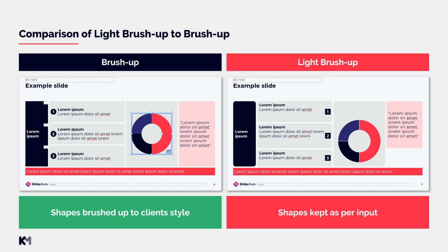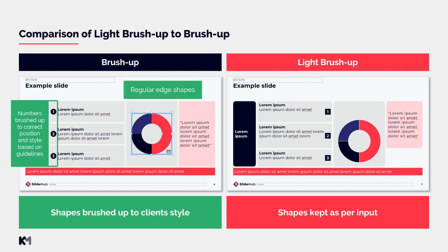Now we get into edits that we would do only in the regular brush-up task because light brush-up scope does not include these edits. So as you can see on this example, the shapes are brushed up to the client style in the brush-up task. So numbers were brushed up to correct position and style based on the client's guidelines. As well, we have edited the shapes to regular edge shapes because that's what in this case client's guidelines say. In the light brush-up, we have kept shapes as per input. We have kept the round edge shapes. We do not adjust to client style.